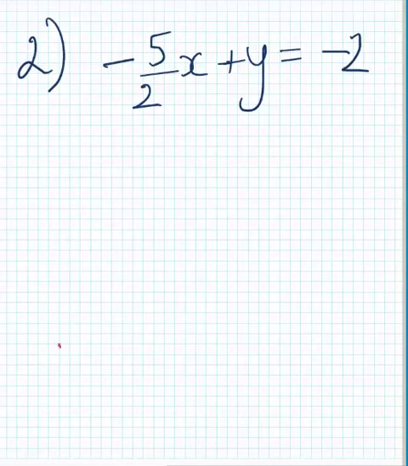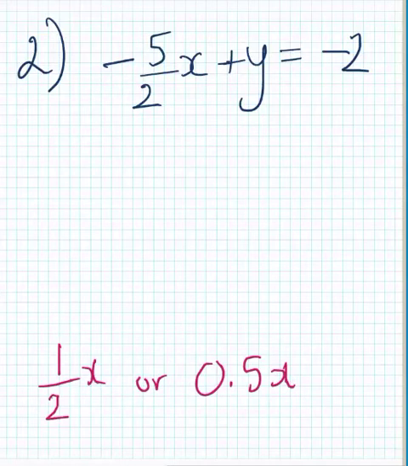But what I'm saying is if I have just say a half x, we know a half is 0.5. So I can write it like this, or 0.5x. It's actually the same thing. And we've got to get the x, in this case, on the other side.